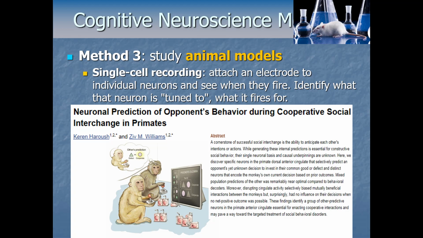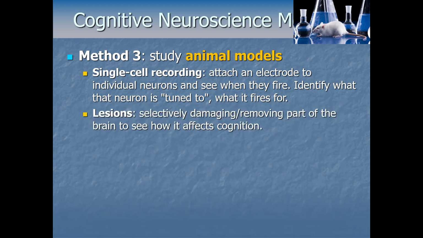So that's the kind of study that would be hard to do with humans, because recording from individual neurons like that requires surgery into the brain in order to implant the electrode that records each neuron. So it's a benefit of animal studies.